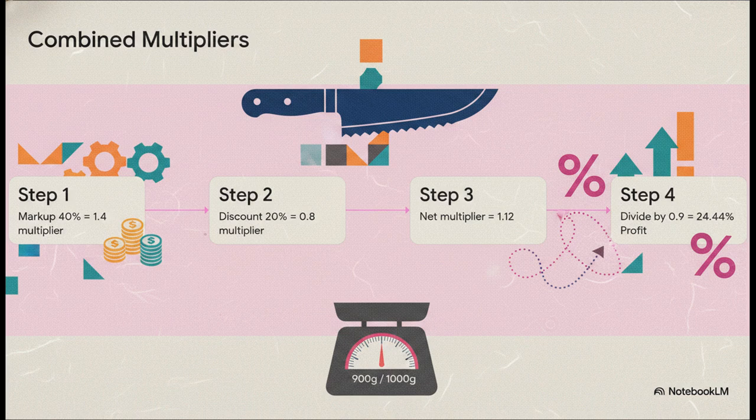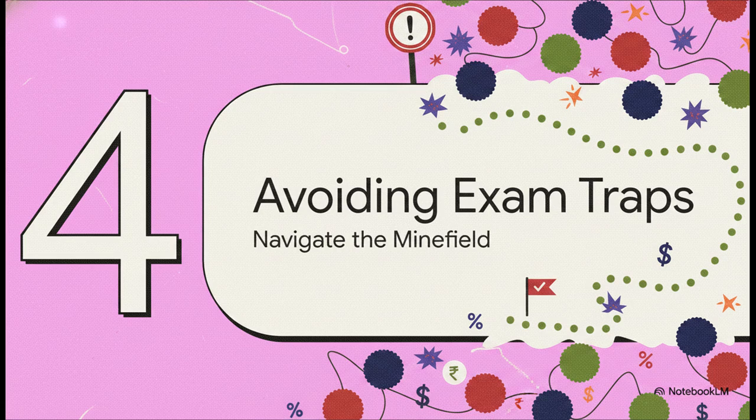But wait, he only gave 900 grams out of 1,000. That's a 0.9 fraction. So, step 4, divide your 1.12 by that 0.9 weight fraction, and you instantly get 1.2444, meaning that's a 24.44% profit. 3 incredibly complex layers destroyed in seconds. How great is that? Next up, Section 4, Avoiding Common Exam Traps.